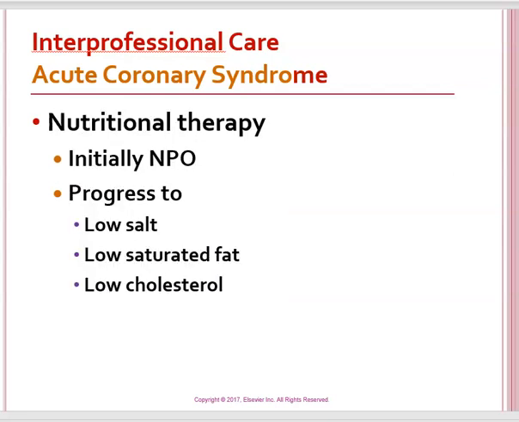Okay, in ACS, initially NPO, why? Because if we feed them, that increases the workload of the heart as they digest. We will be teaching them about low salt, low saturated fat, and low cholesterol. Remember your diet teaching. Who's going to help with that? How about the dietitian?